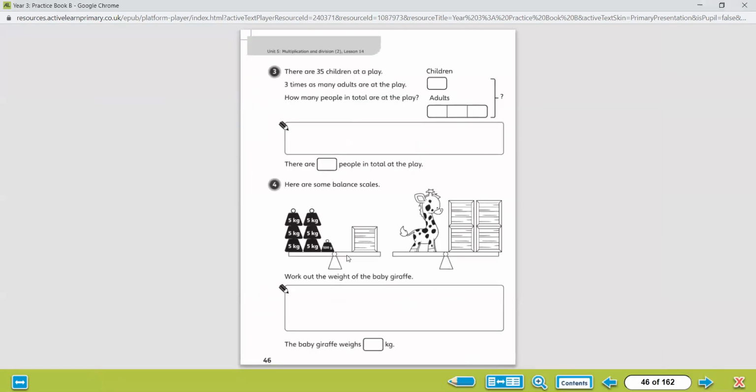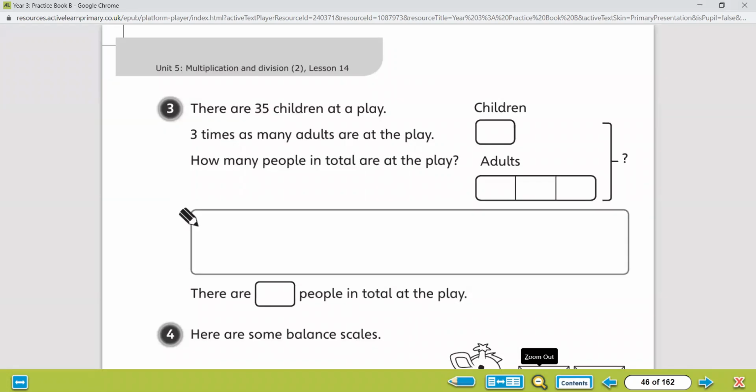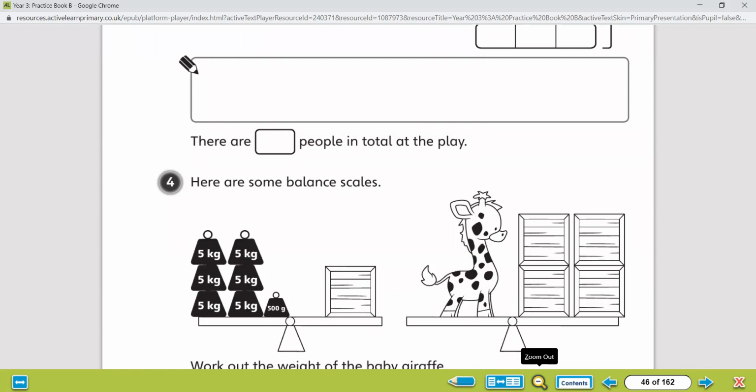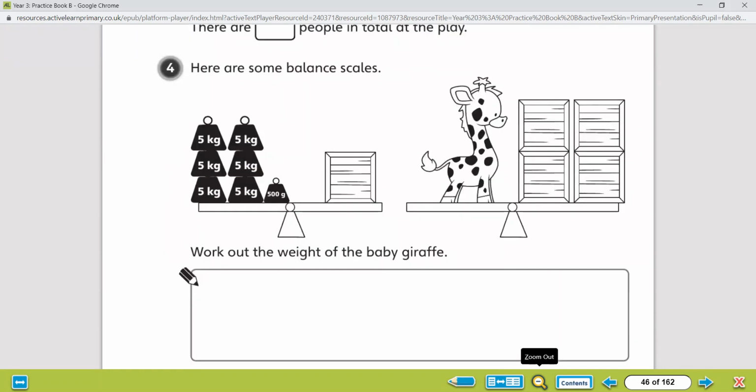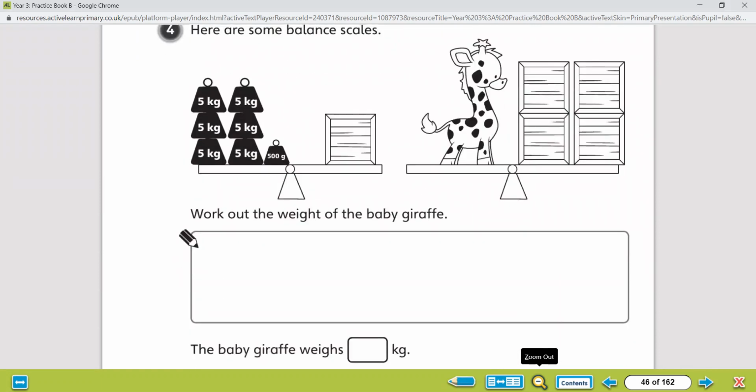Now I'm going to work out question 4 for us. Here are some balance scales. Work out the weight of the baby giraffe. So it gives us some information. It tells us that 1 box is equal to those, and a giraffe is equal to 4 boxes. So the first thing I have to do is work out the weight of 1 box.